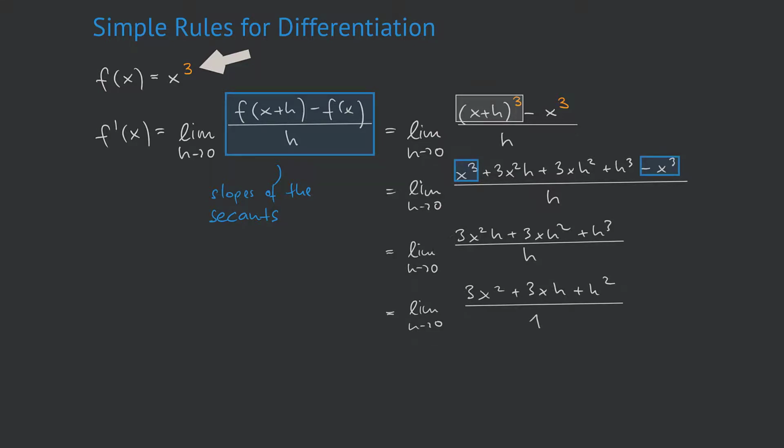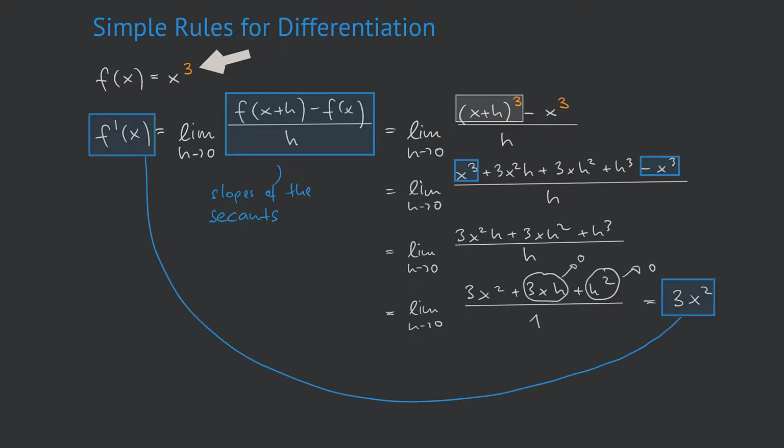And now again we look for 0 sequences. This is definitely a 0 sequence, and that is also a 0 sequence because x is a fixed number and h goes to 0, so that complete expression goes to 0. So what remains is 3x squared. That is the derivative of x to the third power.